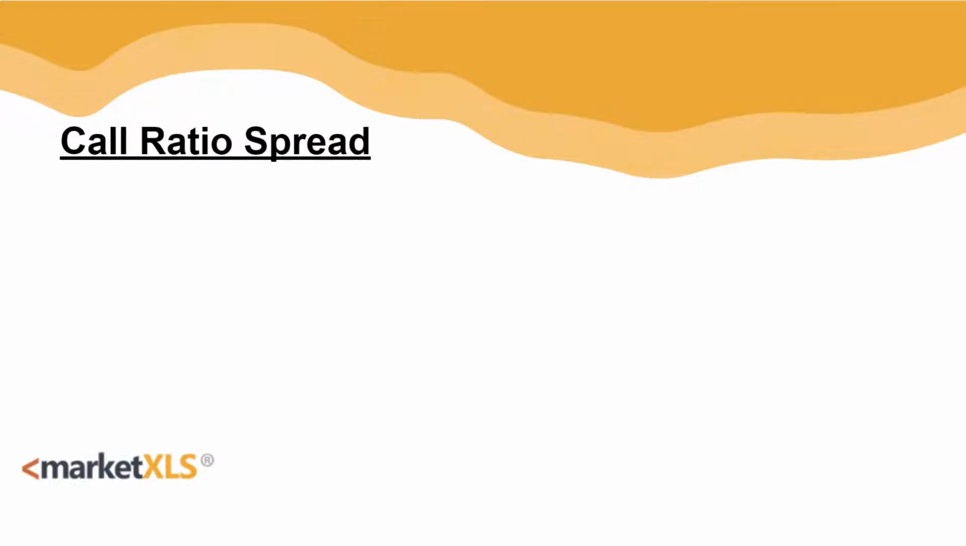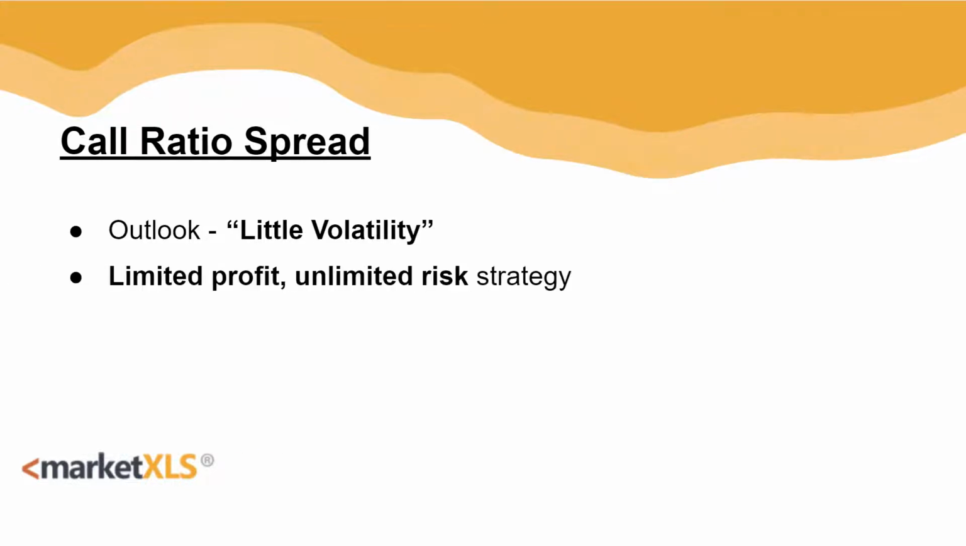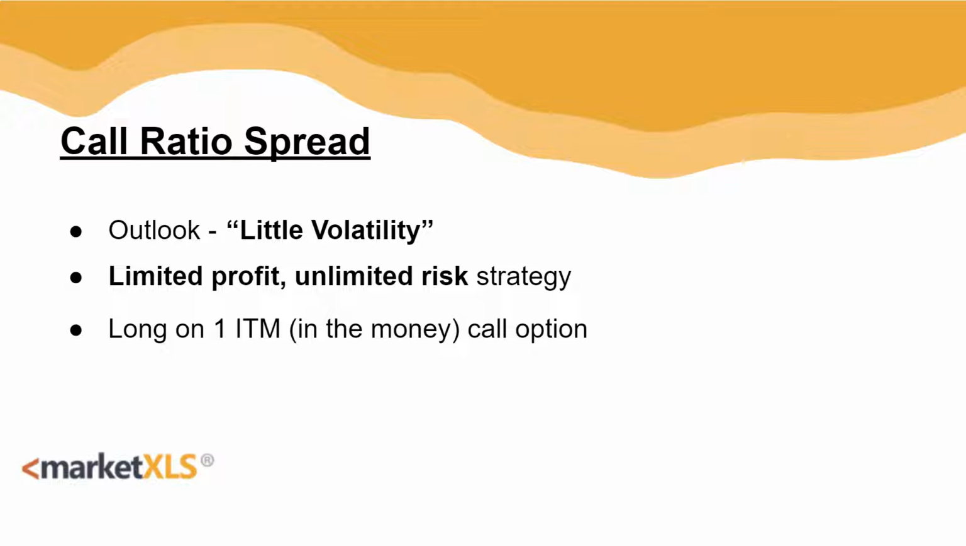A call ratio spread is best implemented when you expect the underlying security to experience little volatility in the near term. A call ratio spread strategy is a limited profit but an unlimited risk strategy. It is a neutral strategy that involves buying a number of call options and selling more call options of the same underlying stock and expiration date at a different strike price.